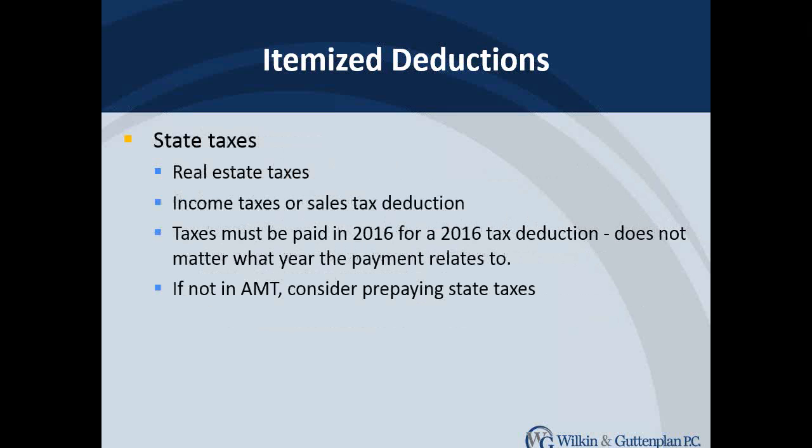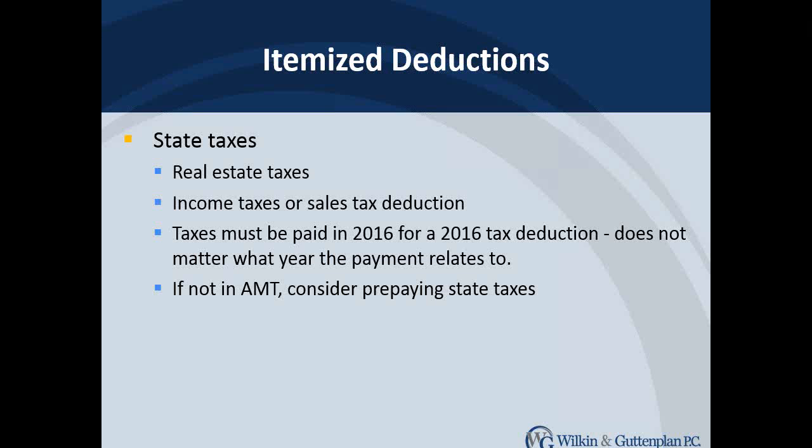So next, state taxes. The first thing we'll talk about is real estate taxes. Real estate taxes are going to apply to any number of homes that you own. Where our mortgage interest side was limited to a primary and secondary home, with real estate taxes, you could own 20 homes and deduct the real estate taxes for 20 homes. There's really no limitation there.